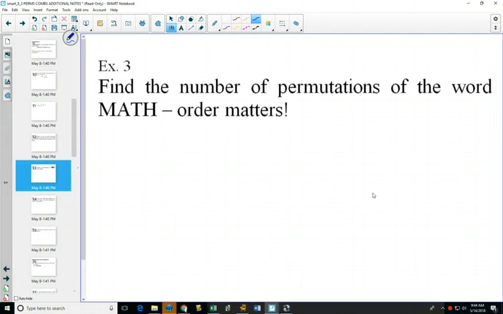Permutations of the word math. So the word permutations means you take whatever objects you have, in this case they're letters, and you rearrange them. And if you have four things that are all different and you're rearranging them, it would just be 4 factorial.